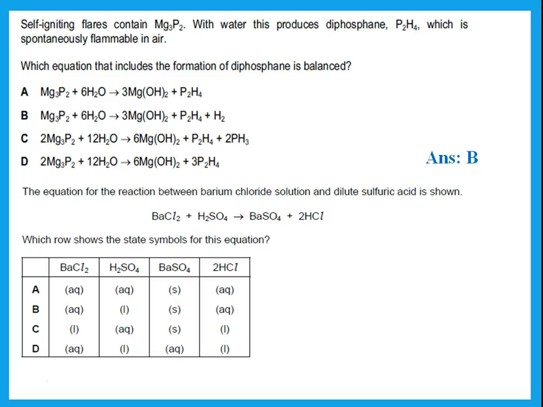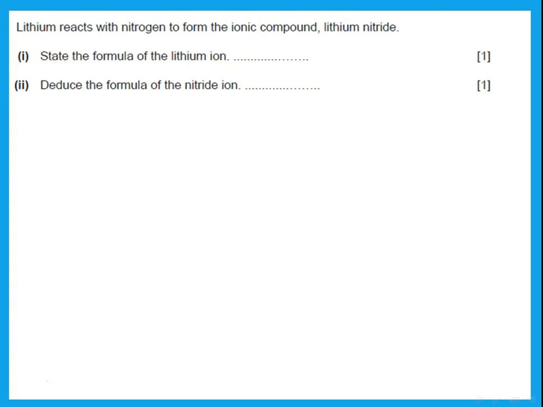So C is wrong. Now, sulfuric acid, we said all acids are soluble, so all acids should have aqueous written next to it, and that means I need to choose between A and C. Now, barium sulfate, you should remember that barium sulfate is a solid. What about HCl? HCl is also an acid, and all acids have to be aqueous, and that means the A is correct.